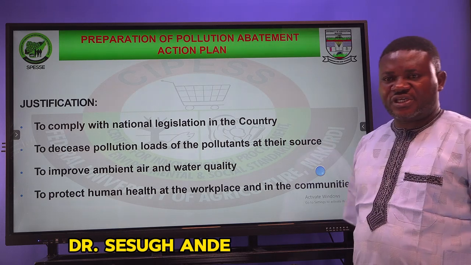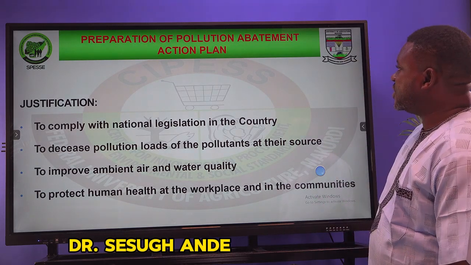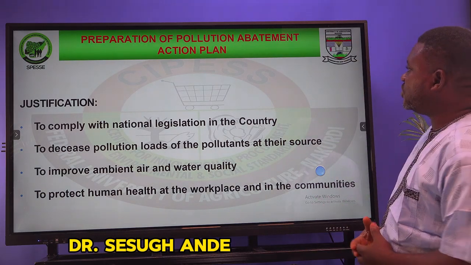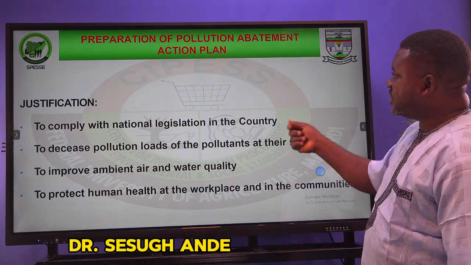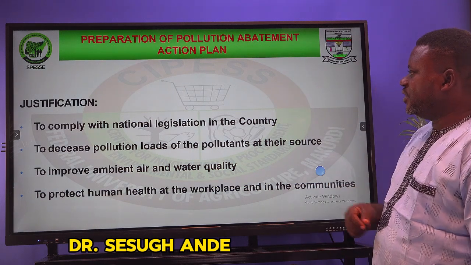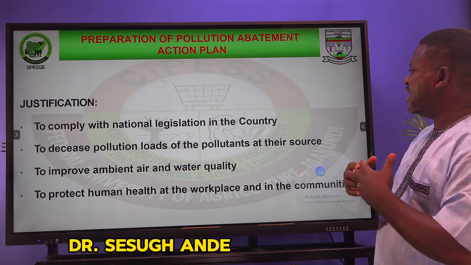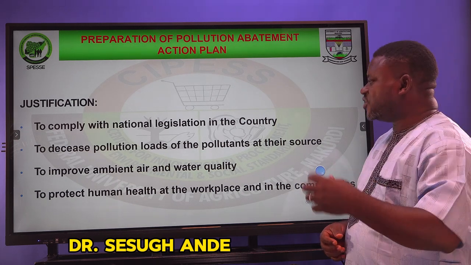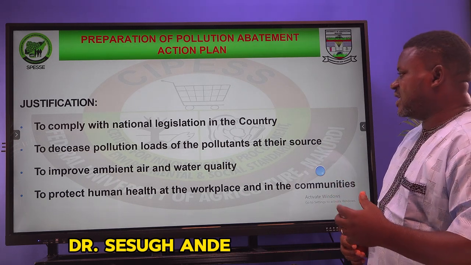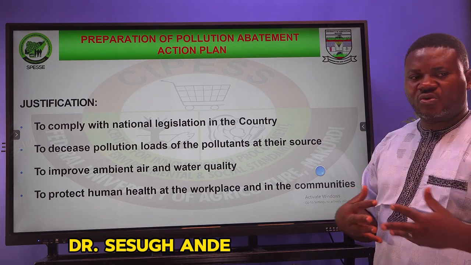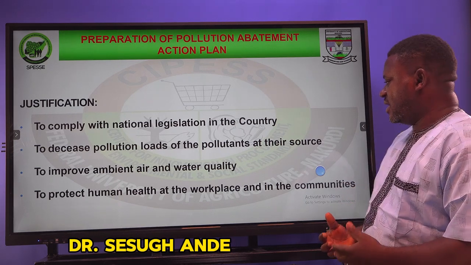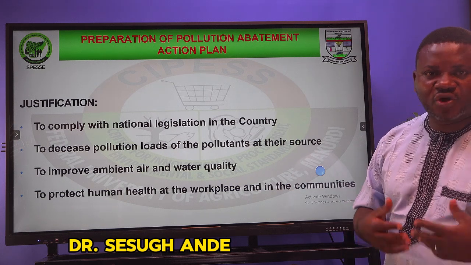Now we are moving into the second section, which is the preparation of pollution abatement action plan. Now, what is the justification for this action plan? It's to comply with national legislation in the country, to decrease pollution loads of the pollutants at their source, and to improve ambient air and water quality to protect human health at the workplace and in the communities.